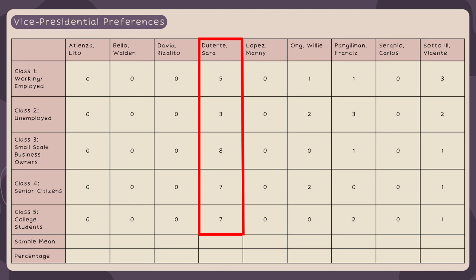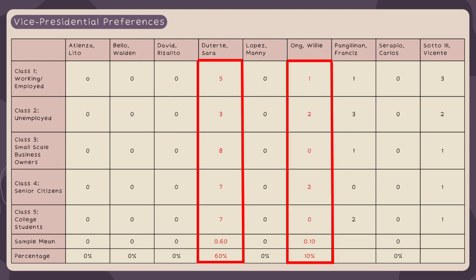Now for the vice presidential preferences, we would also do the same thing. As shown, 4 vice presidential candidates had votes. The first one is Sara Duterte, who had 5, 3, 8, 7, and 7 from each class respectively. Sum it up, 30 divided by 50 is 0.6 or 60%.